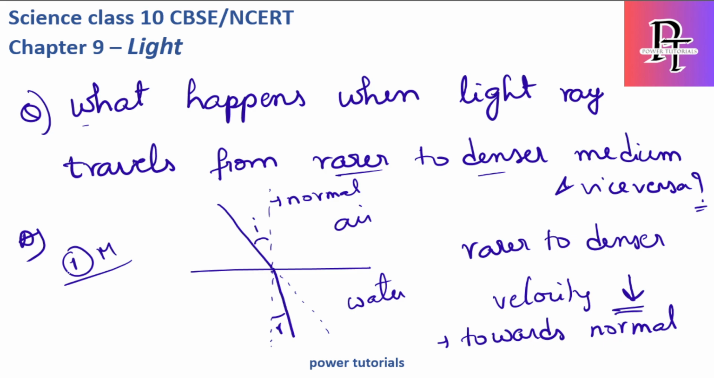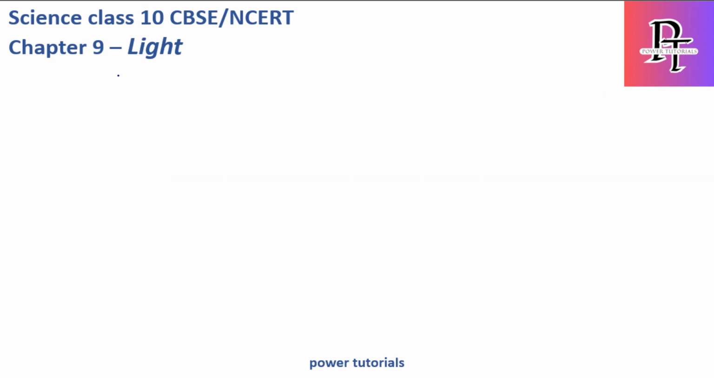Then you have to say that if it is traveling from air to water, then the light ray is traveling from rarer medium to denser medium. So if it is traveling from rarer to denser medium, what is happening? The velocity is getting decreased. If velocity is getting decreased, it will travel towards the normal or closer to the normal. Okay, the same thing if it is opposite, denser to rarer.